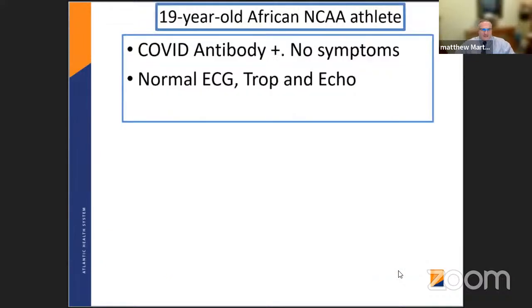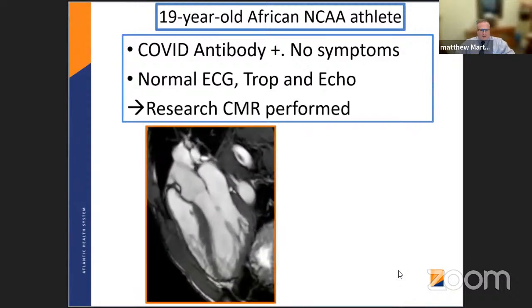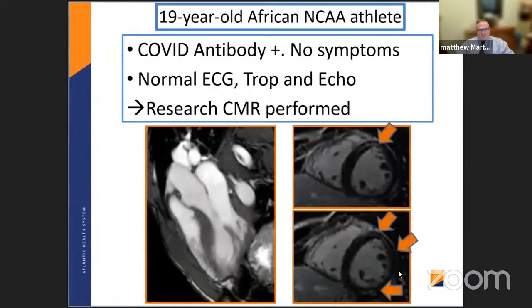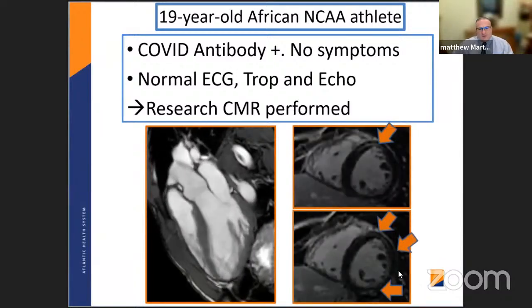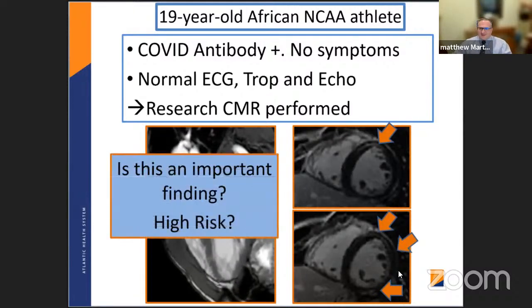So here's an example of a 19-year-old African-American NCAA athlete, COVID positive, antibody positive, no symptoms, normal ECG, normal troponin, normal echo. A research CMR was performed. LV function normal, all of that increased trabeculation we talked about on the left and the right side. But when we got to late gadolinium enhancement, we had a problem. And he was sent to me for this finding. Is this important finding? Is he at high risk? Can he still play?